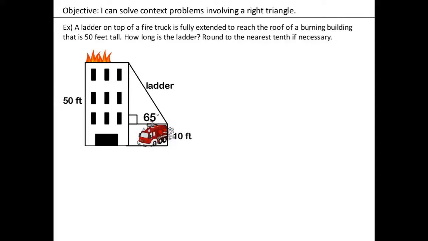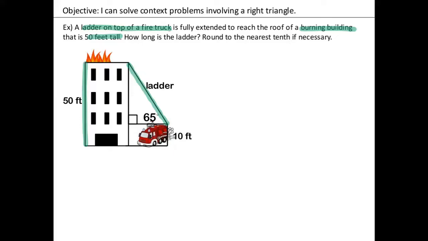All right. So now we're going to move on to this next example where we have the fire truck right here, which is like 10 feet tall. And here it says we have a ladder on top of a fire truck. It's fully extended to reach the roof of a burning building. So the ladder, notice, goes from here to here. It's on top of the fire truck. It does not go all the way to the ground. And then it says we have a burning building that's 50 feet tall. This is 50 feet, okay?